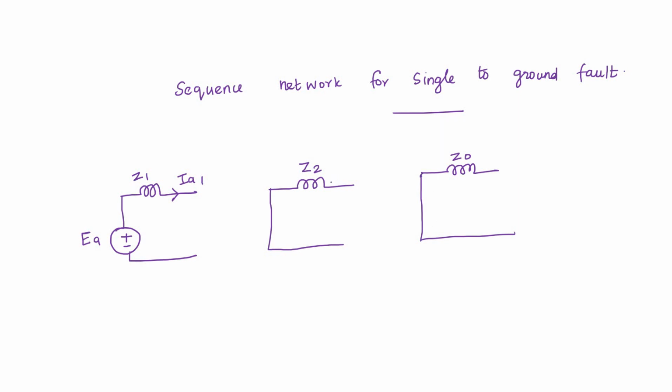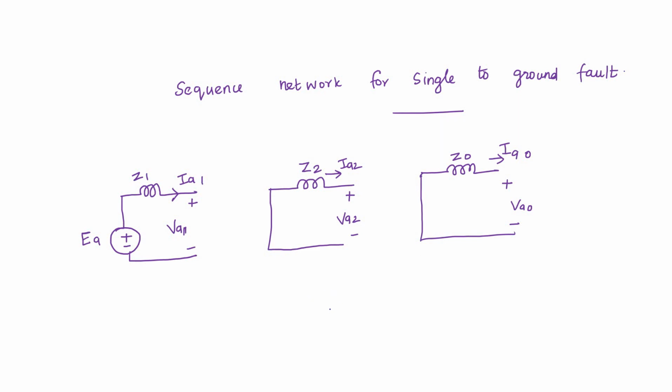And what is the current flowing here? The current flowing is Ia2. Here the current flowing is Ia0. And what is the voltage across it? The voltage across it is Va1. This is the positive sequence voltage. Here Va2, negative sequence voltage. And here Va0, zero sequence voltage.